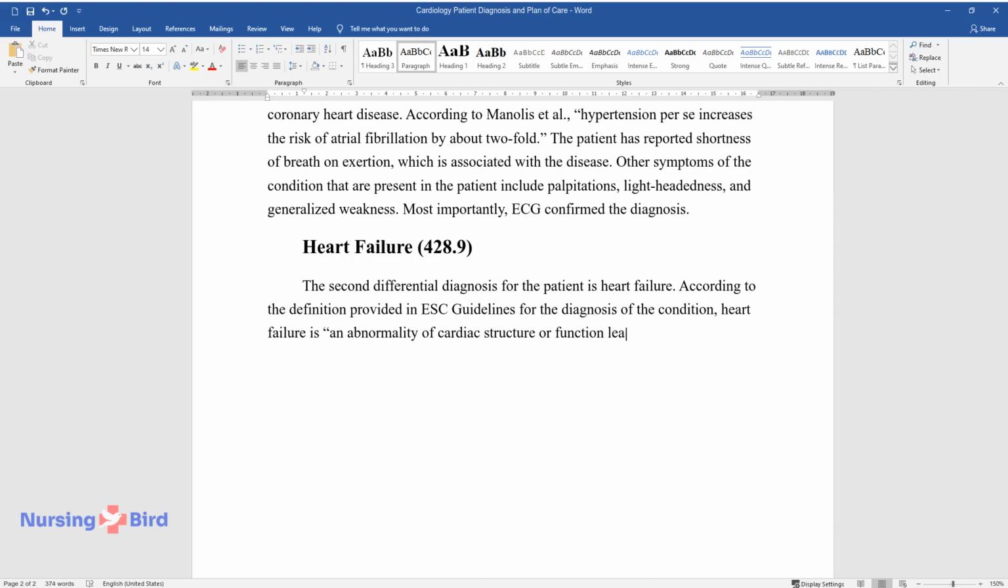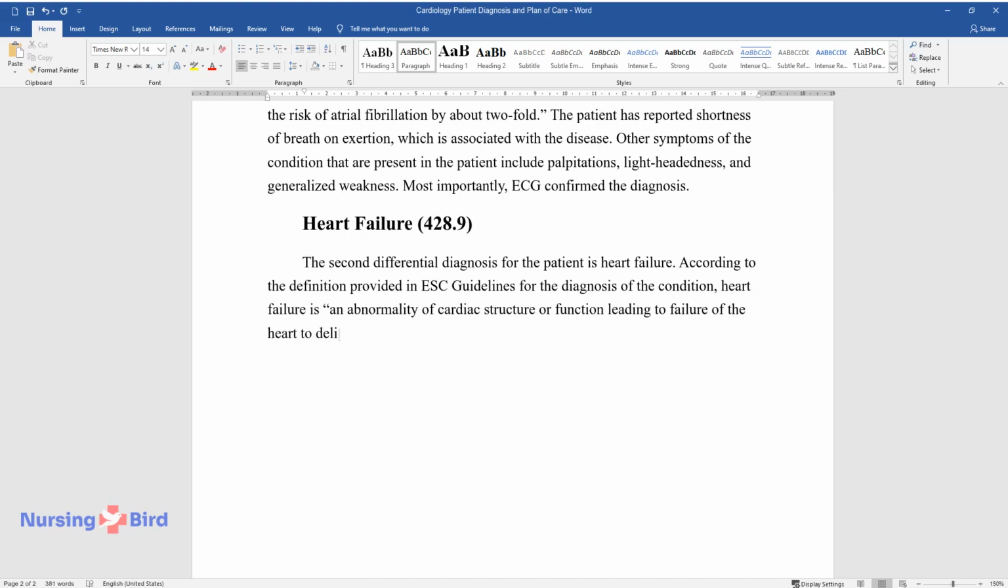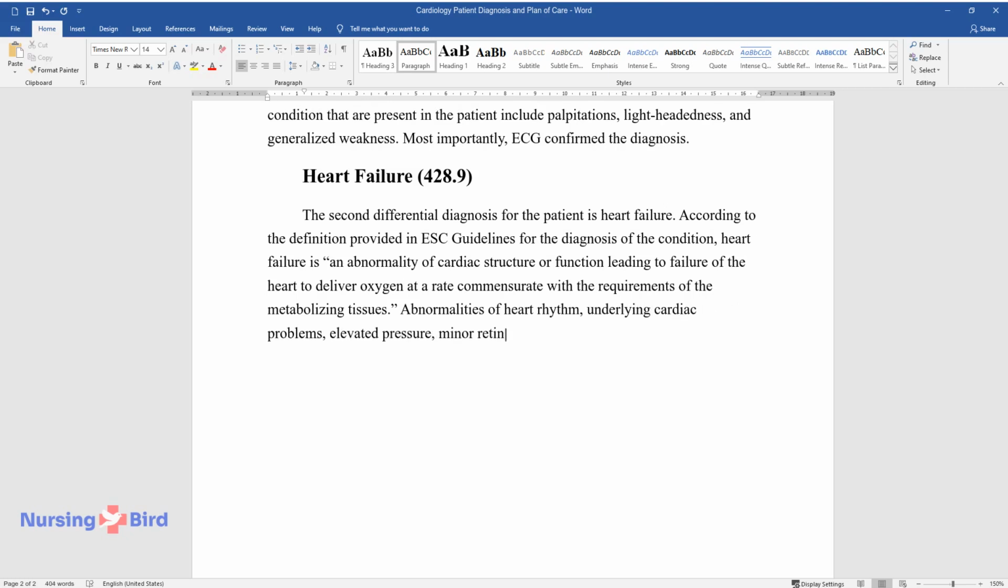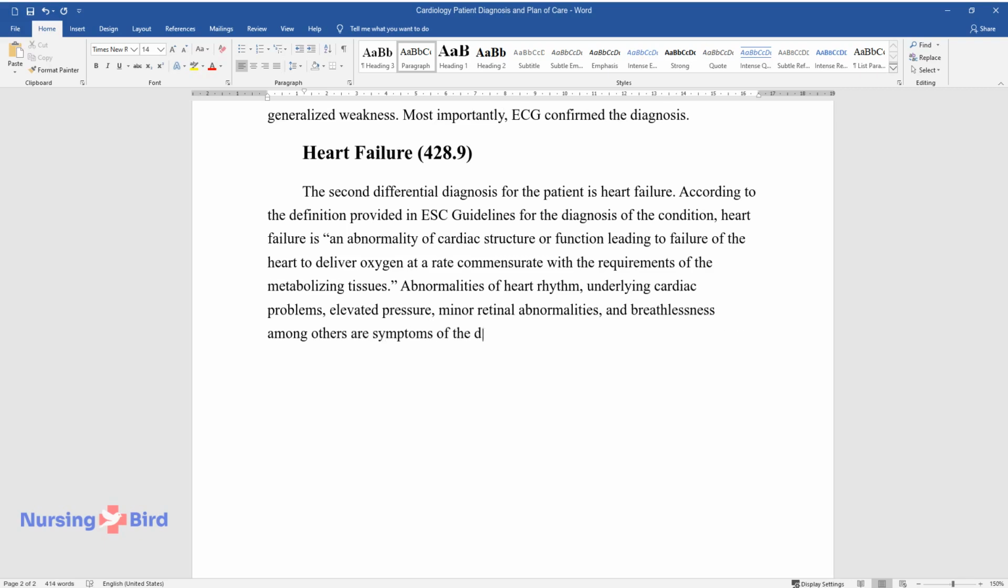cardiac structure or function leading to failure of the heart to deliver oxygen at a rate commensurate with the requirements of the metabolizing tissues. Abnormalities of heart rhythm, underlying cardiac problems, elevated pressure, minor retinal abnormalities, and breathlessness, among others, are symptoms of the disease.